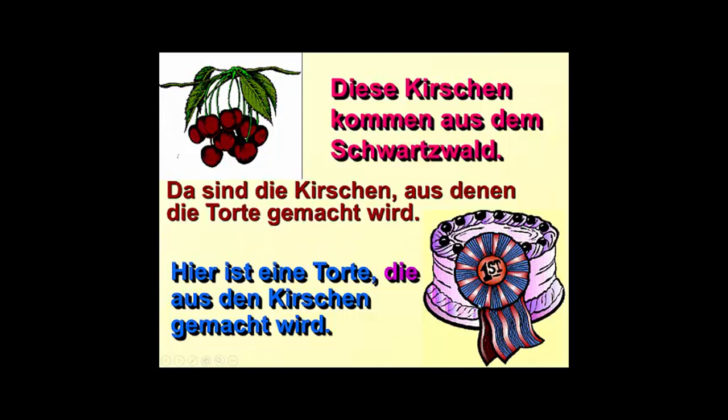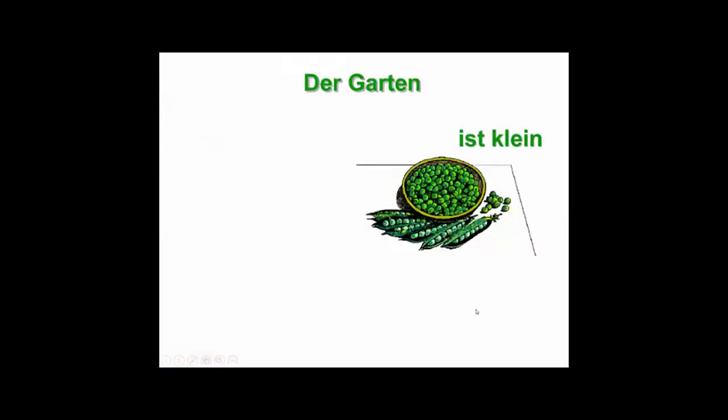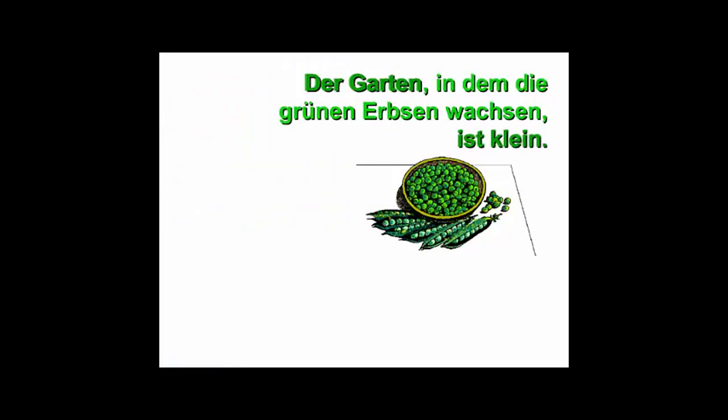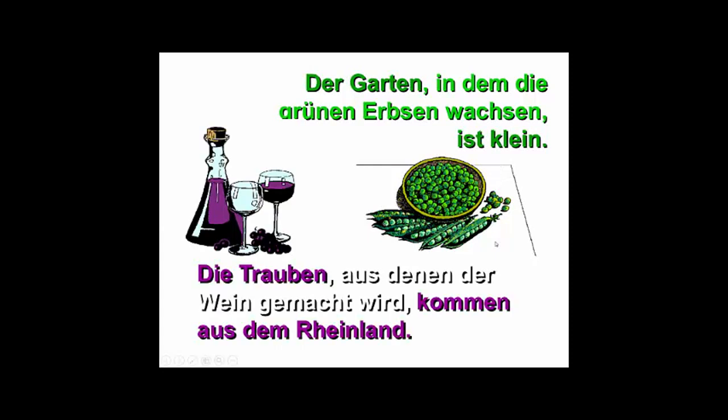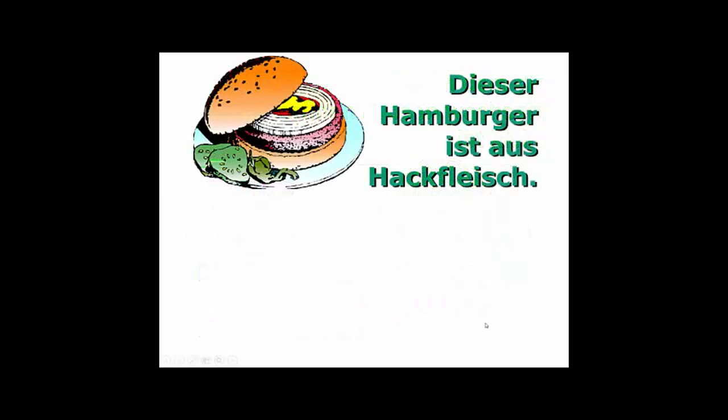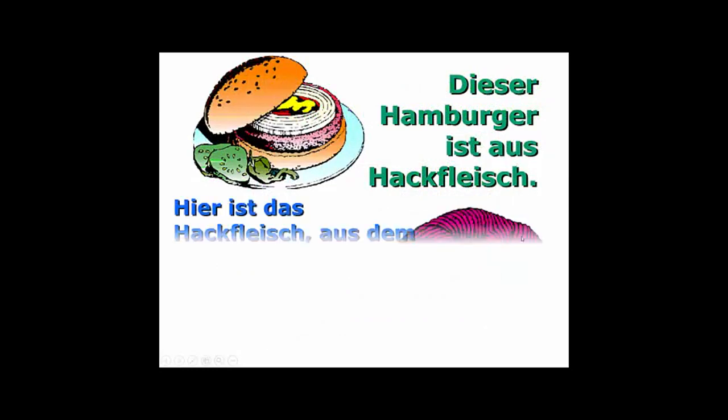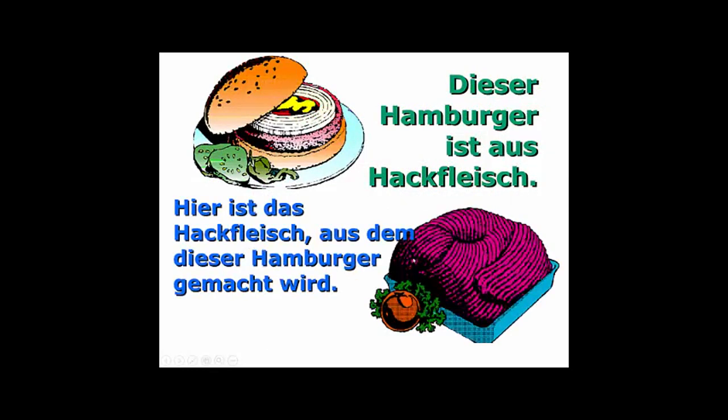Okay. "Der Garten ist klein." "Der Garten, in dem die grünen Erbsen wachsen, ist klein." "Die Trauben, aus denen der Wein gemacht wird, kommen aus dem Rheinland." "Dieser Hamburger ist aus Hackfleisch." "Hier ist das Hackfleisch, aus dem dieser Hamburger gemacht wird."